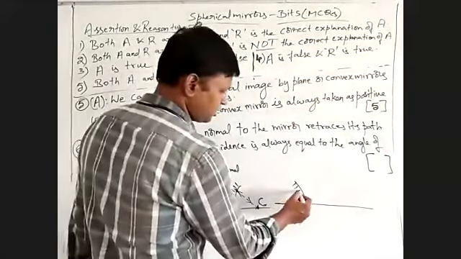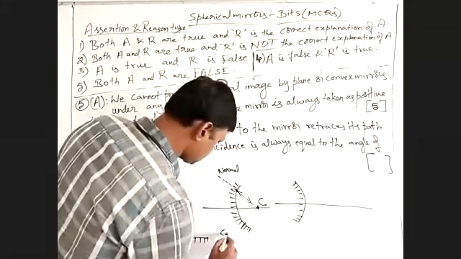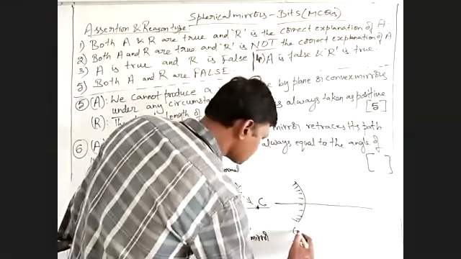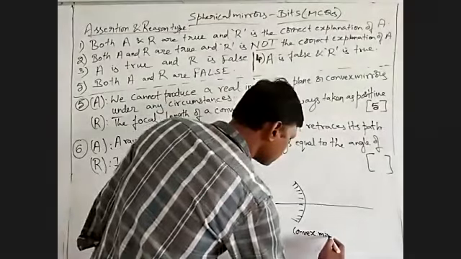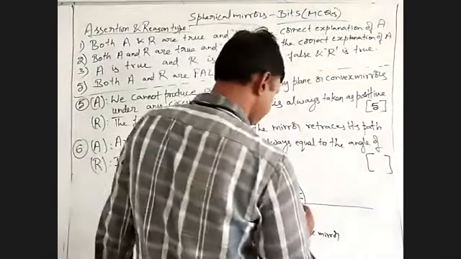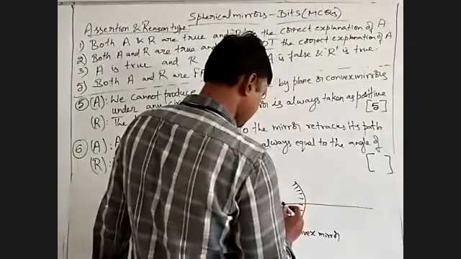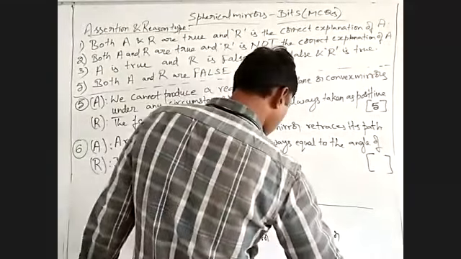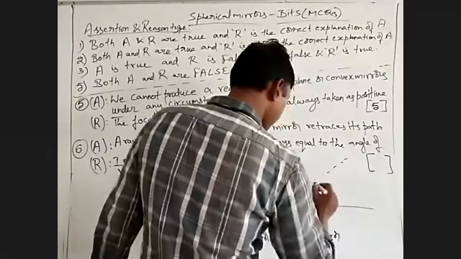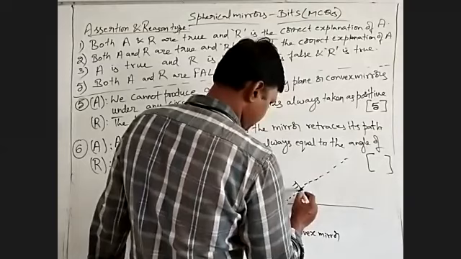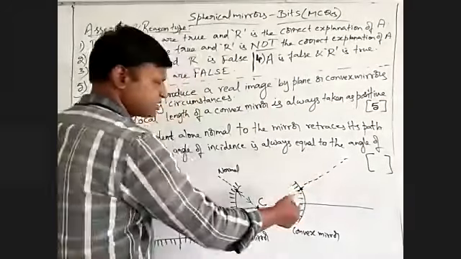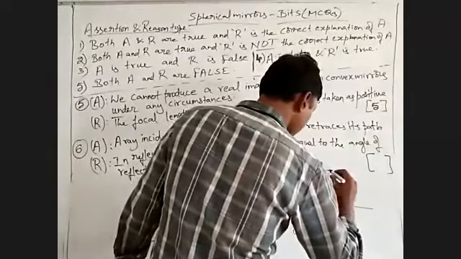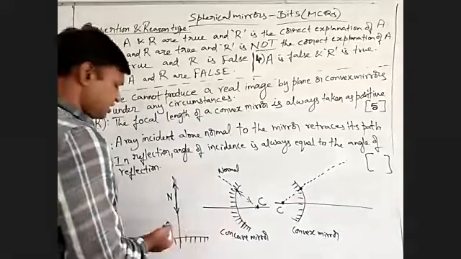Then, if you take a convex mirror also, this is the concave mirror and this is the convex mirror. For this, the center of curvature is on this side. So, you join any point here, from here to here. Then this is the normal for a convex mirror.